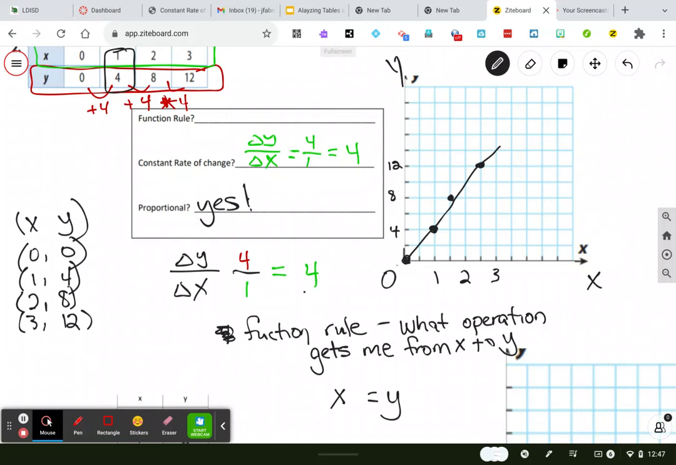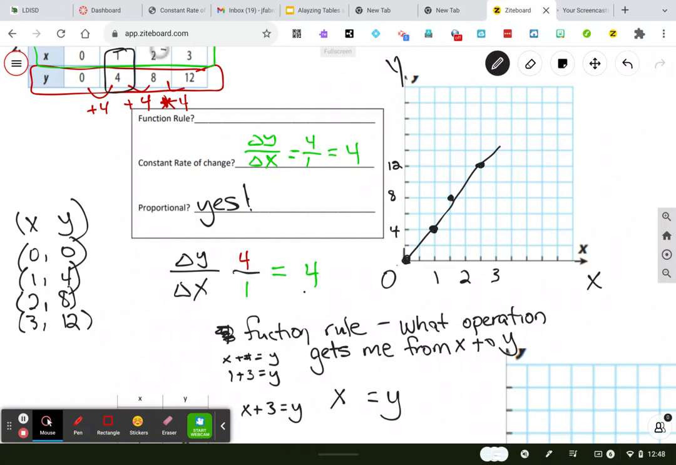What from 1 can I do to get to 4? Well, 1 plus 3. So my x plus a number should give me what my y value is. Well, 1 plus 3 is 4. Okay, so let's try that in each one. So x plus 3 should give me the y.